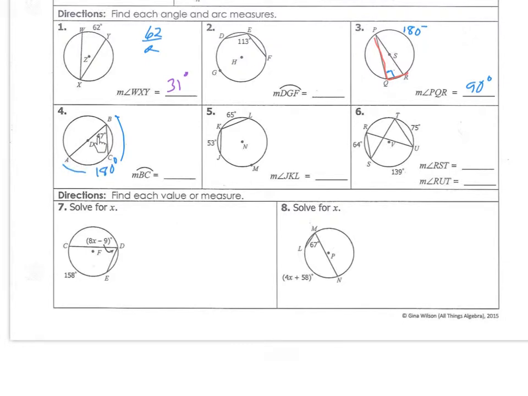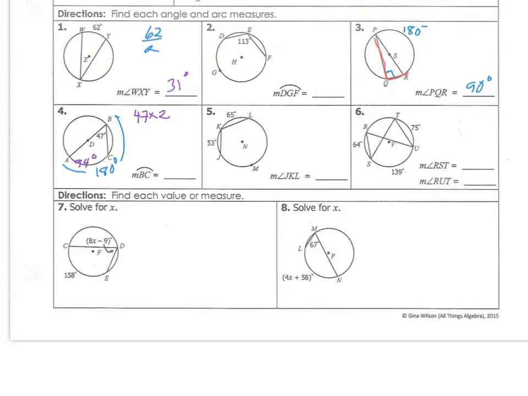Is the angle smaller or bigger than the arc? Smaller. So how do we make it bigger? Divide by 2 or multiply by 2? We're going to multiply by 2 because we want to get it bigger, right? So we're going to take 47 and multiply it by 2. What does that give you? 94. So this is 94 degrees.